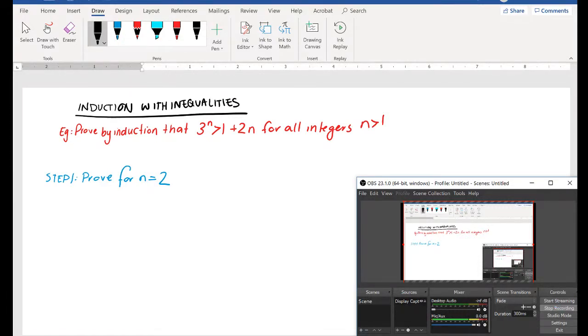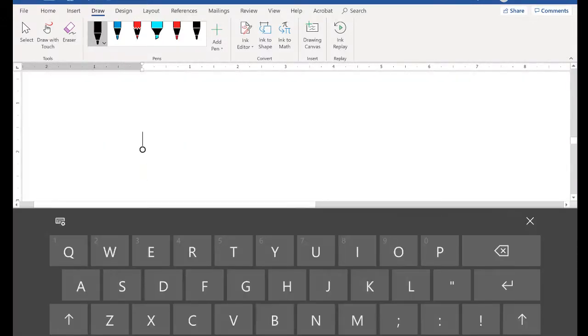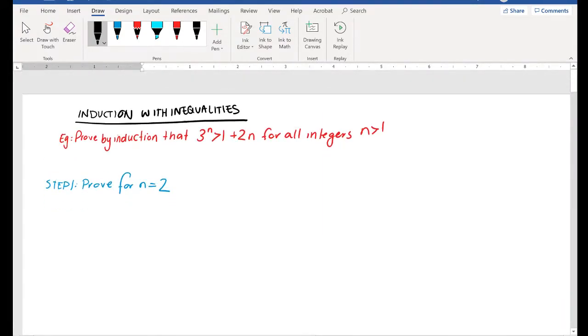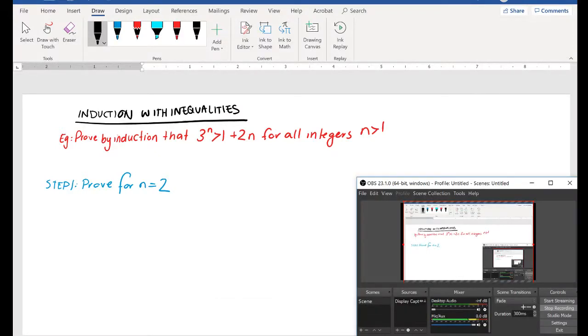Okay, so proving with induction when there are inequalities. Now, here's our question. Prove by induction that 3 to the power of n is greater than 1 plus 2n for all integers of n greater than 1.